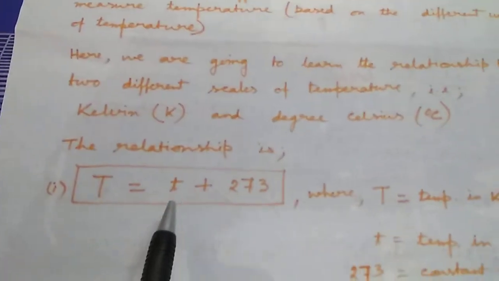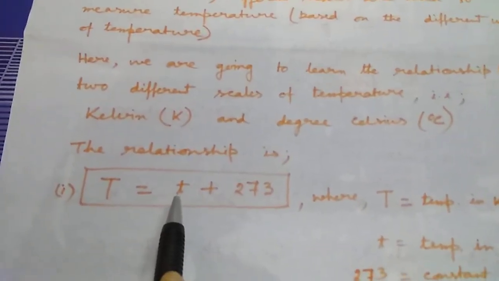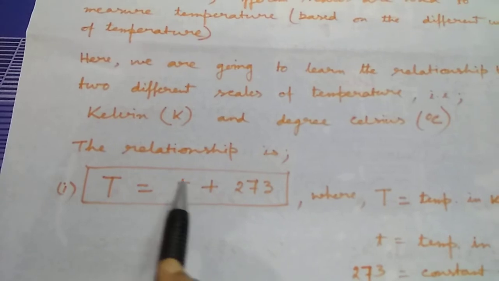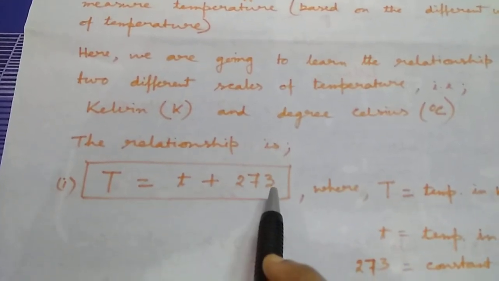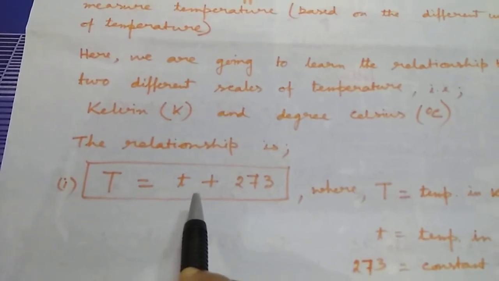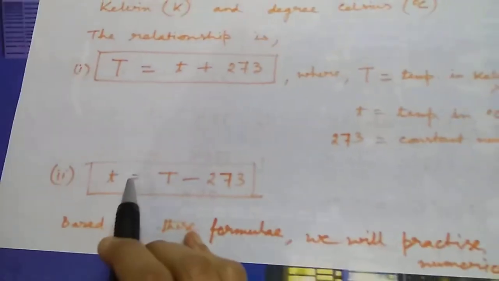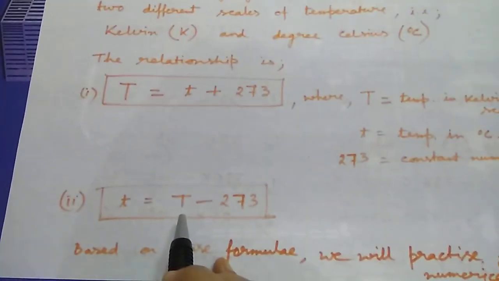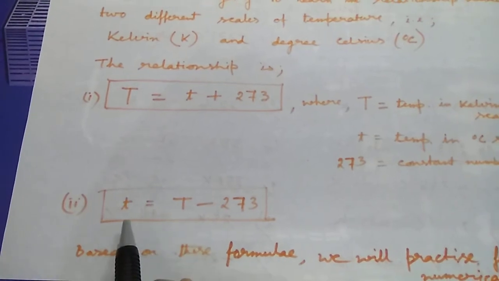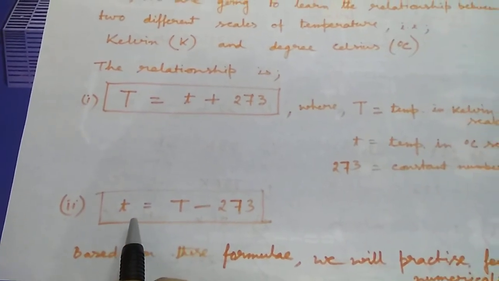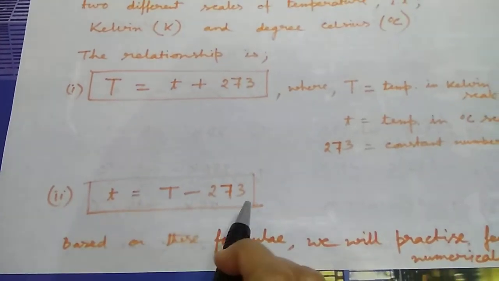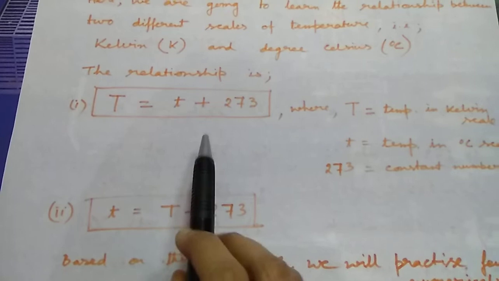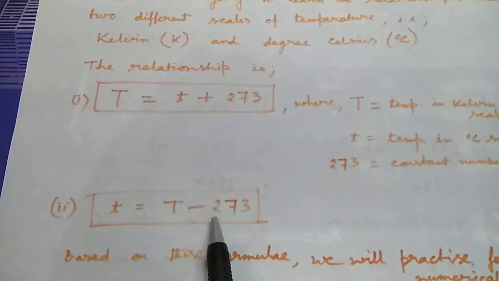So if any temperature is given in degree Celsius and we want to represent the same temperature in Kelvin scale, what you have to do? You have to just add 273 to the given temperature. The answer will give you the temperature in Kelvin. Similarly, if the temperature is given in Kelvin scale and we want to convert it into degree Celsius scale, what will be the formula? Small t is equal to capital T minus 273. These are the two basic formulas, a very simple concept.